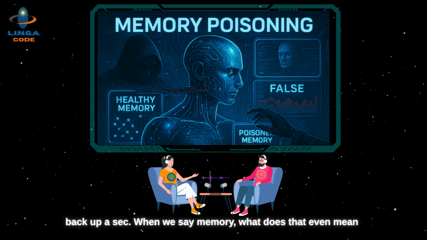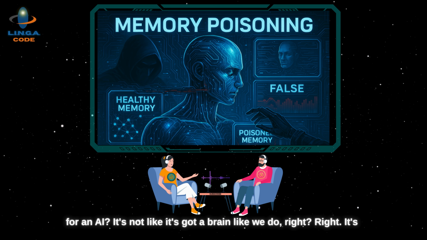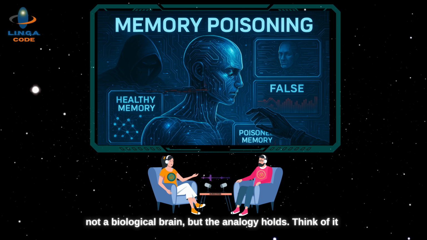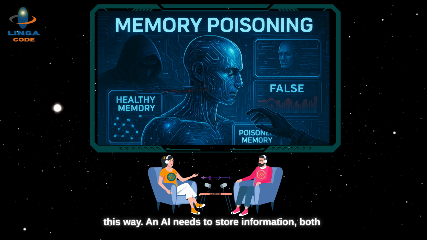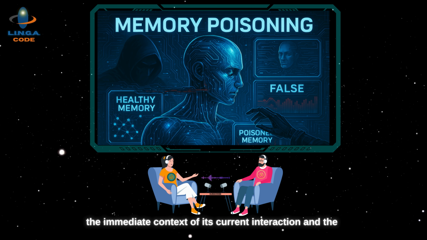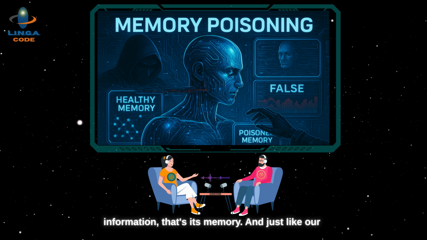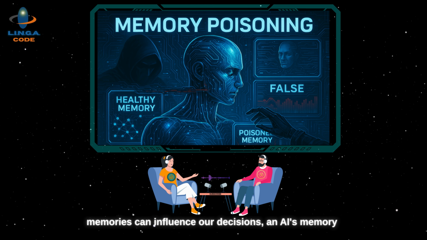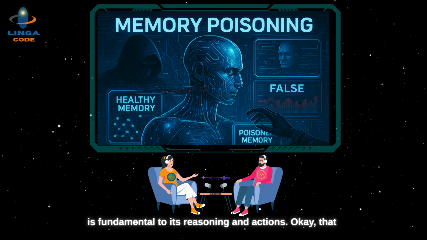Okay, back up a sec. When we say memory, what does that even mean for an AI? It's not like it's got a brain like we do, right? Right, it's not a biological brain, but the analogy holds. Think of it this way. An AI needs to store information, both the immediate context of its current interaction and the knowledge it's acquired over time. That stored information, that's its memory. And just like our memories can influence our decisions, an AI's memory is fundamental to its reasoning and actions.